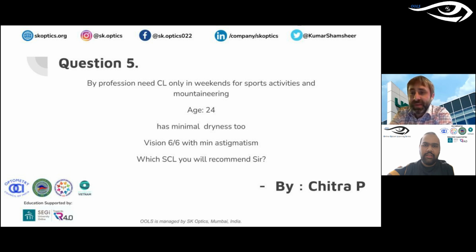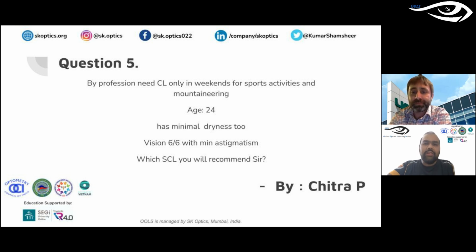A specific contact lens, I don't have a specific preference. You could do Clariti Dailies Total1, like I mentioned in this talk, or Acuvue Oasys 1-Day. There's lots of them out there. I don't fully know what's available in India, but really any good daily disposable will be perfect for that person.